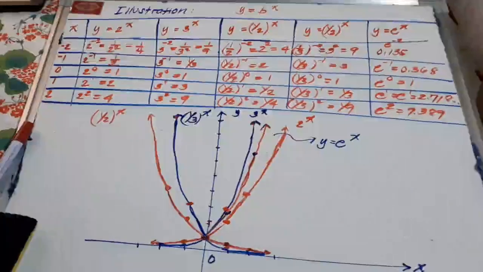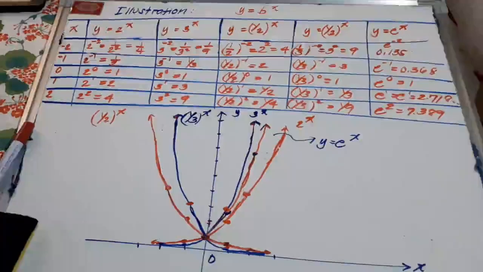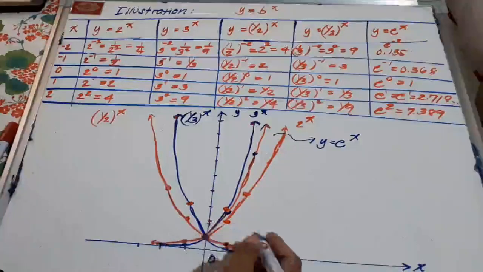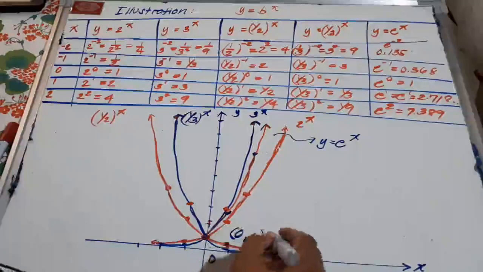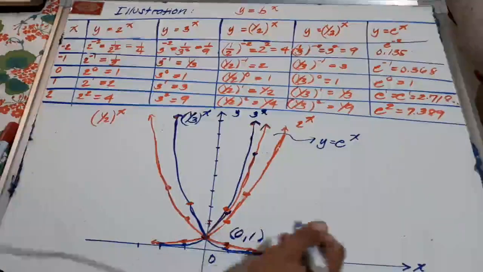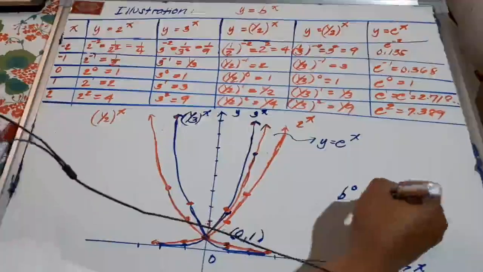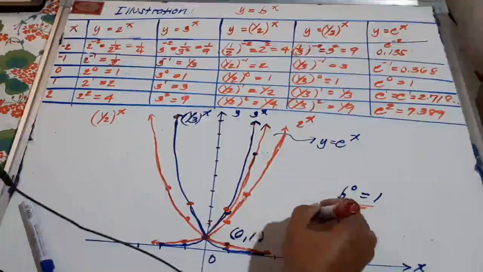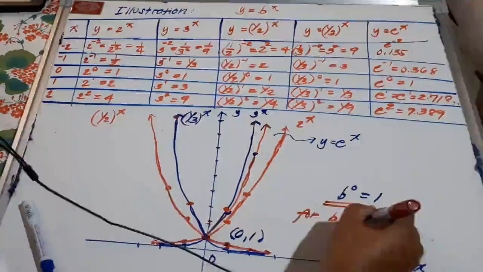Ayan. So, yan yung shape ng ating exponential functions y equals b to the x for values of b na 2, 3, 1 half, 1/3, and for the natural exponential function e to the x. Anong mapapansin natin sa graphs? That all of the exponential functions intersect the y-axis dun sa 0, 1. Okay? This is true because b to the 0 is always equal to 1 for all non-zero values of b. For b not equal to 0. Okay?